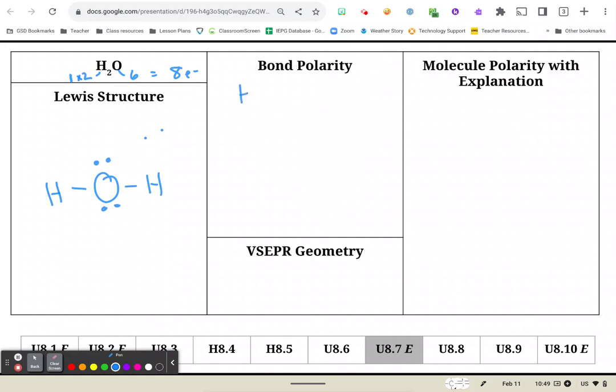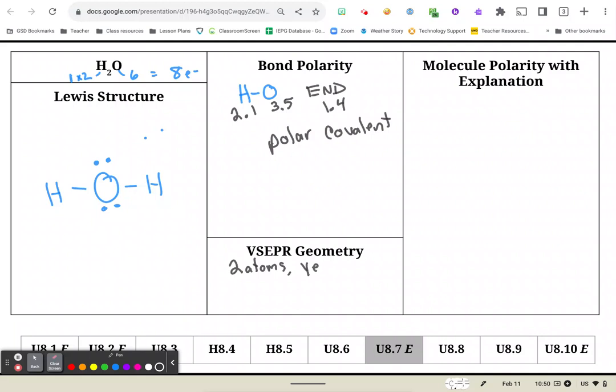All right, bond polarity. The first thing I have to look at is what's the bond polarity. So looking at my electronegativities, which again is the only way you know what the polarity is, hydrogen is 2.1, oxygen is 3.5, for a difference of 1.4, making this a polar covalent bond. All right, then I'm going to do the VSEPR geometry right away. I look at this and I have 2 atoms around the center. Yes, there are lone pairs, which means that this is a bent structure.